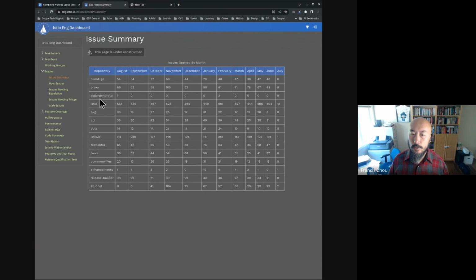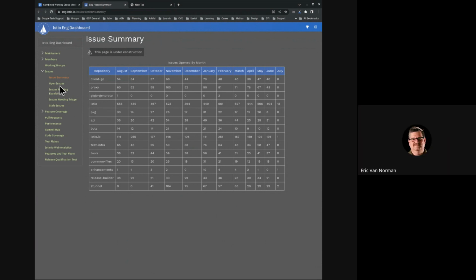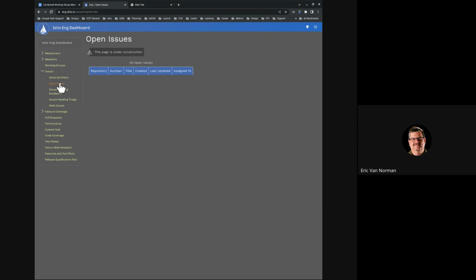Is there anywhere that shows me the resolve rate? Well, click on the next one down, open issues, and see what that shows. No. This page is under construction.